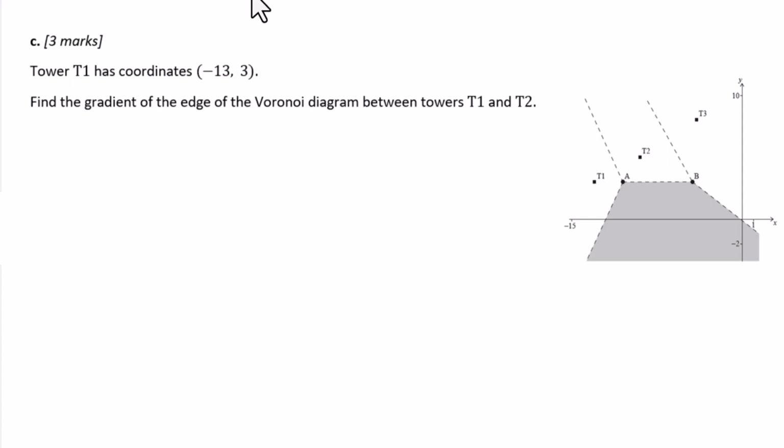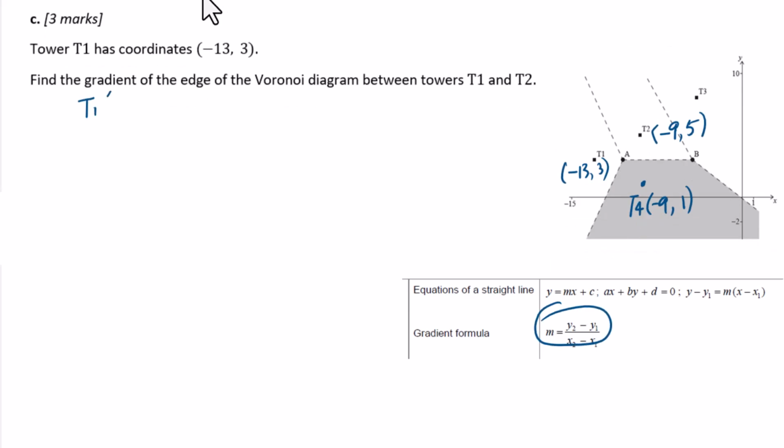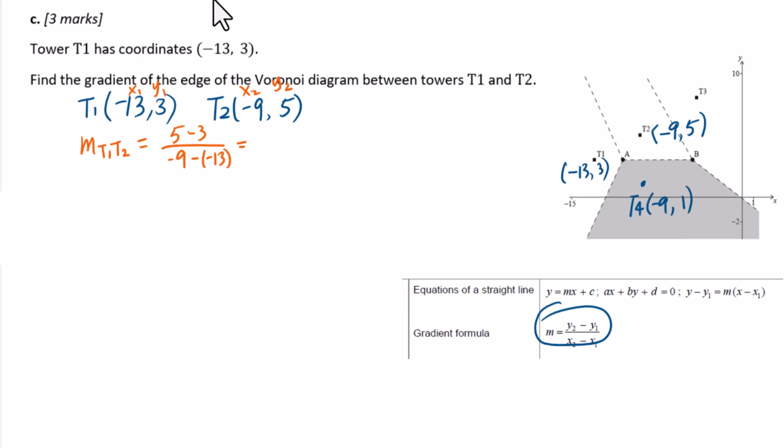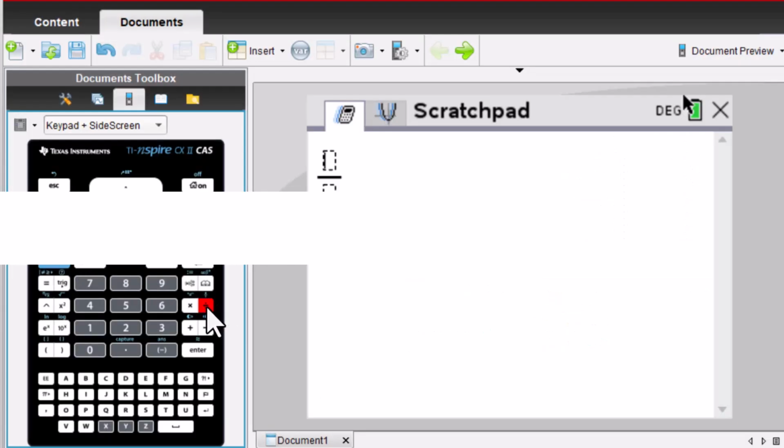Tower T1 has coordinates (-13, 3). Find the gradient of the edge of the Voronoi diagram between tower T1 and T2. We will use this formula. Write down the coordinates for T1 and T2. Let's label them as x1, y1, x2, y2. The slope of the line T1T2 equals (5 minus 3) over (-9 minus -13). Go to calculator, 5 minus 3 over -9 minus -13. Enter. 1/2.